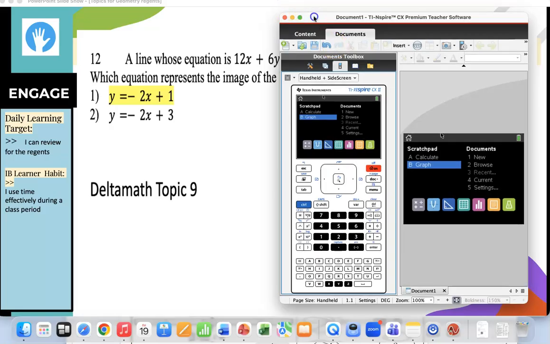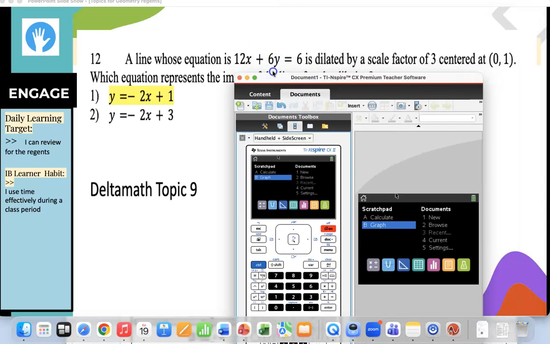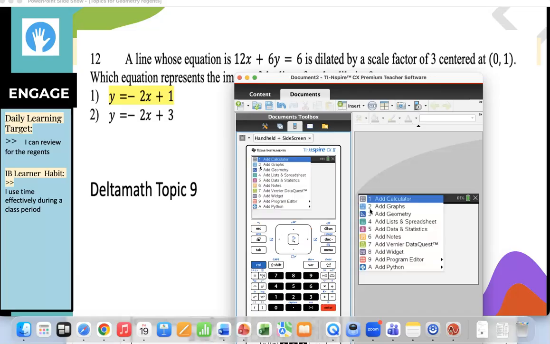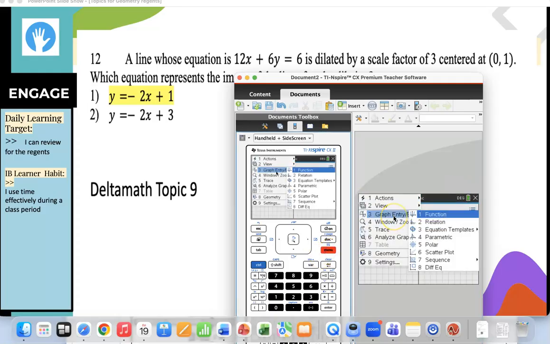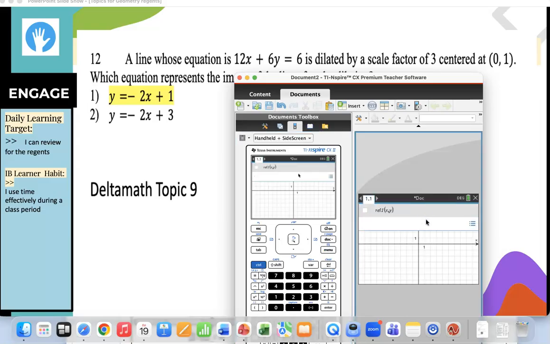So with that said, I'm going to graph this equation. You want to go to on, and you want to go to graph, and then I recommend going over to new and then pressing add graphs. Now it automatically puts it as a function. You do not want it as a function. You want it as relation. In order to change that, go to graph entry, relation, and that's how you change it to that mode. And then you want to put in your equation, 12x plus 6y equals 6.